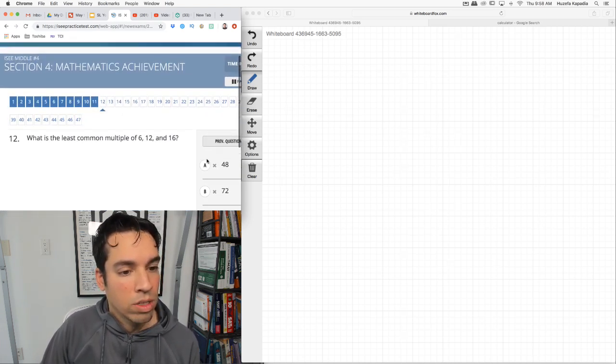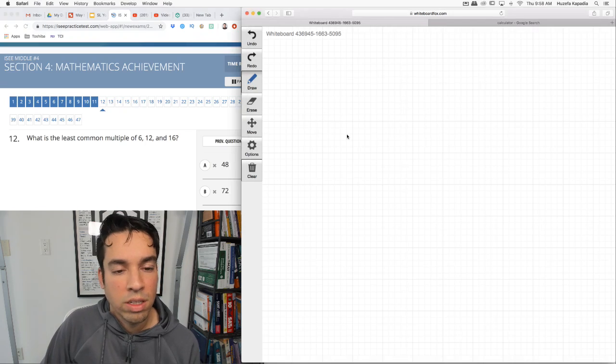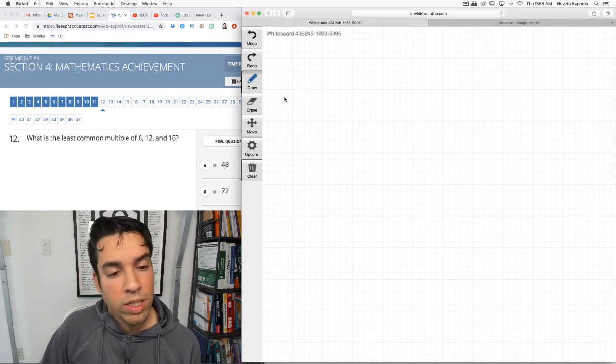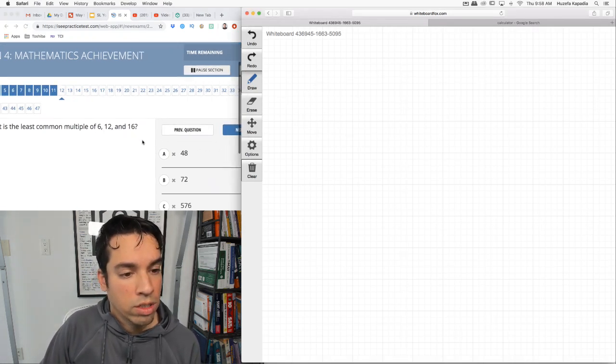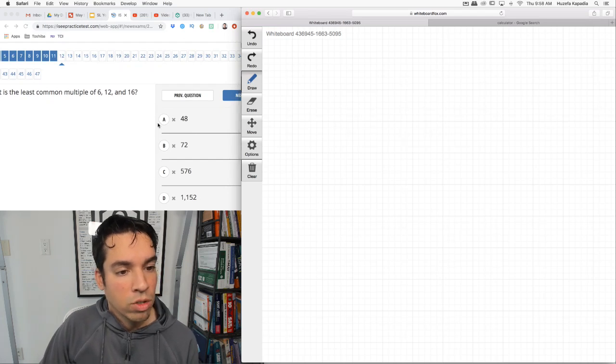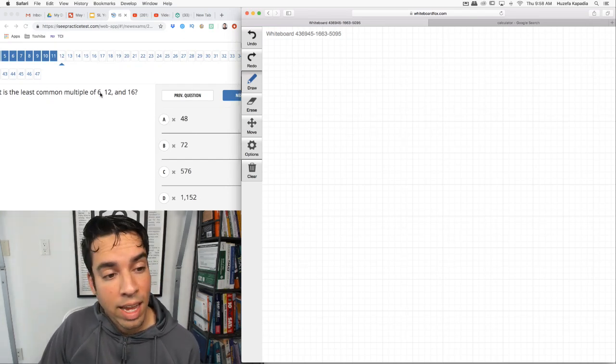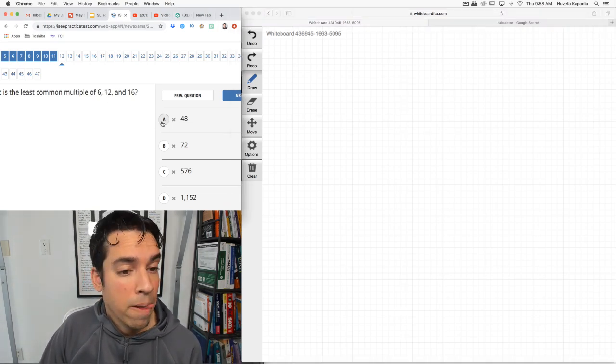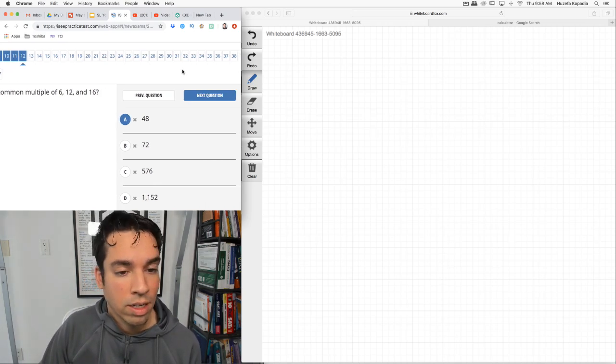Next, 12. What is the least common multiple of 6, 12, 16? Okay, there's a couple ways we can do this. We can look at the answer choices and start at the smallest first. So is 48 a common multiple of all of these? Actually, it is. 8 times 6 is 48. 4 times 12 is 48. 3 times 16 is 48. Then it's the smallest one on the list, so we know there's no question that that's it and done.